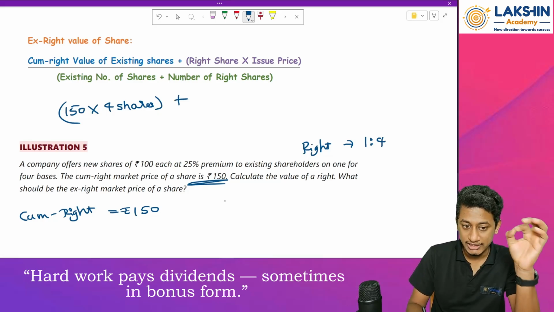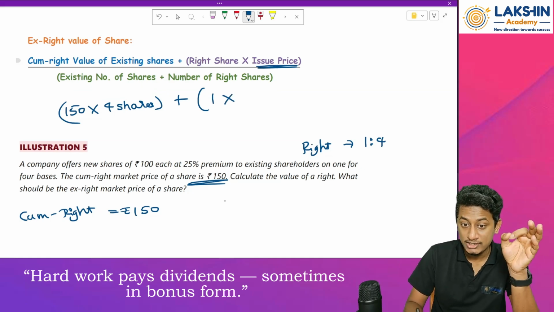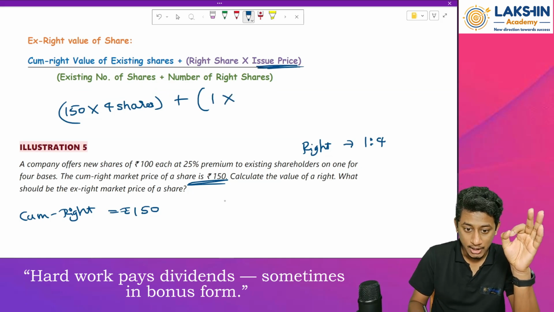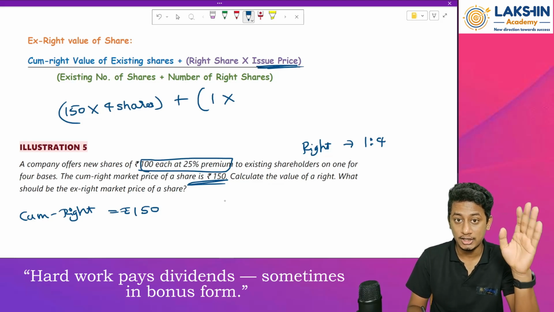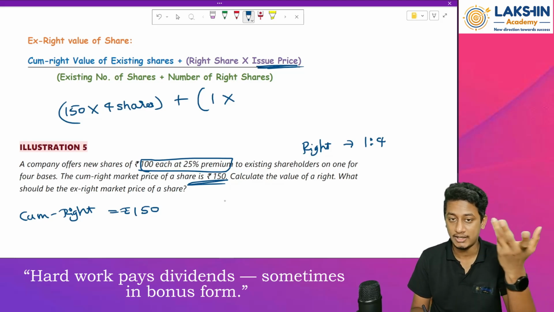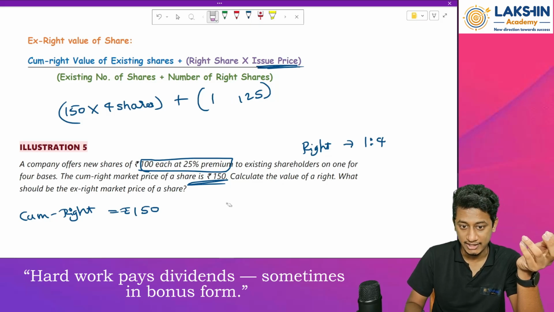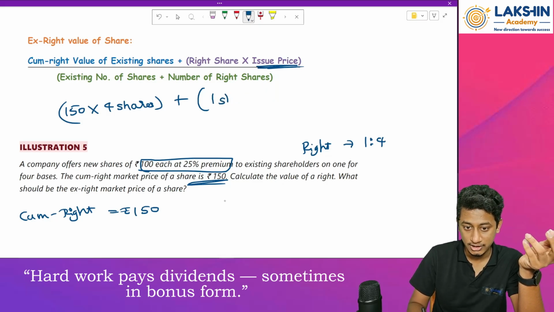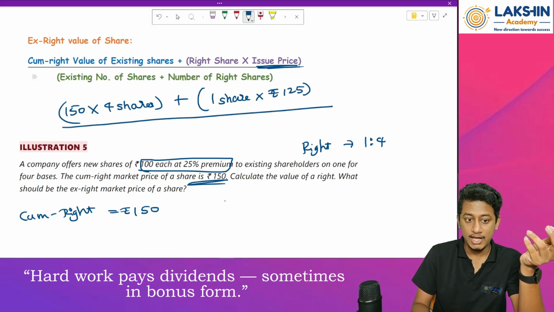Now for these 4 shares, one right share will be issued. What is the issue price of each share? As per the question, these shares are issued at a premium of 25%, on 100 rupees. So 100 rupees into 25% will be 25 rupees. The total value of a right share will be 125 rupees. Let me bifurcate and write this: one share into rupees 125, divided by existing number of shares.